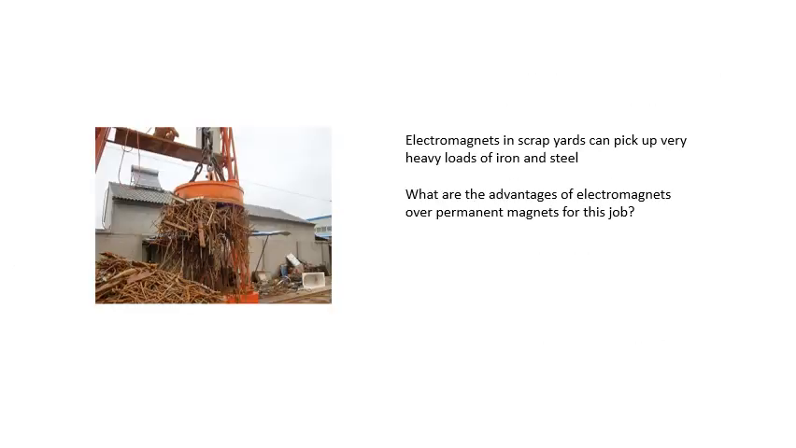Here's an electromagnet in a scrapyard picking up lots of iron and steel. Okay, they can pick up very heavy loads. A little question for you. What are the advantages of electromagnets over permanent magnets? Have a little think, and the answer is you can make them very, very strong. If you had permanent magnets doing this job, they would be incredibly heavy. And secondly, the fact that you can turn it on and off. So, you know, you flick a switch and then all of this iron falls to the ground or wherever you want it to go. So you can turn them on and off.